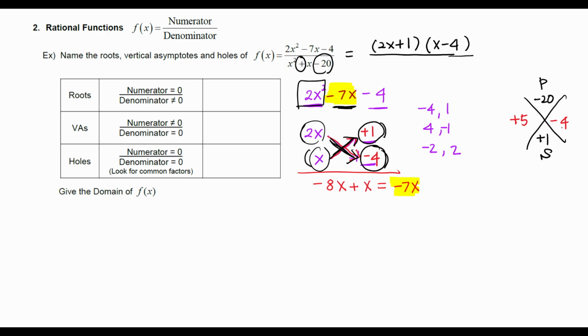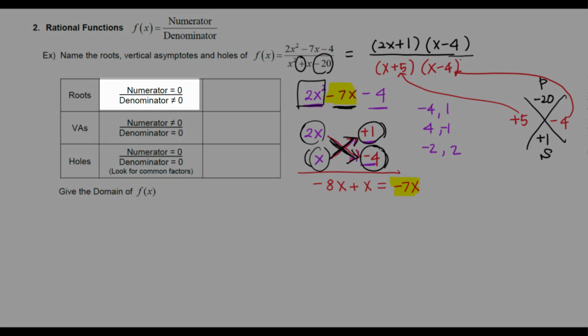When you multiply these two numbers, it is negative 20. When you add these two numbers, it is a positive 1. And the factoring goes x. You can put this number there, plus 5. Another factor is x. You can put this number there, negative 4. All right, so we factored this rational function successfully. And now let's find the root.